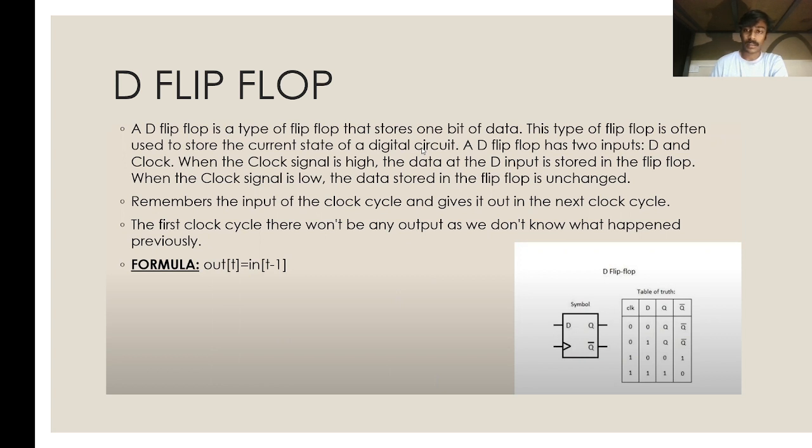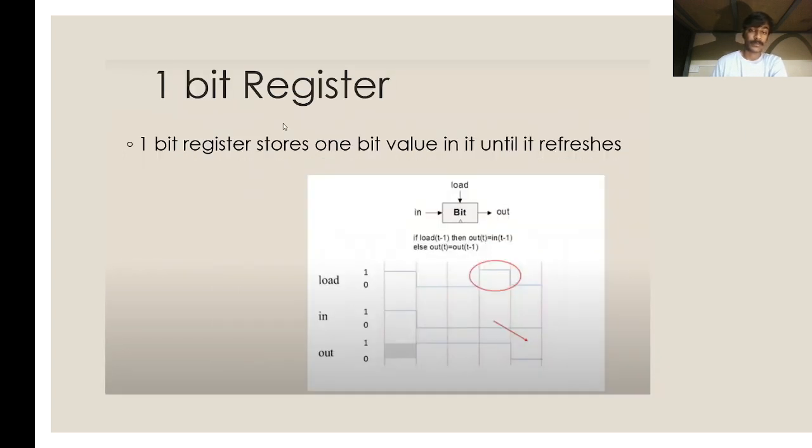When the clock signal is high, the data at the D input is stored in the flip-flop. When the clock signal is low, the data stored in the flip-flop is empty. Remember, it takes the input in one clock cycle and gives it out in the next clock cycle. In the first clock cycle, there won't be any output, as we don't know what has happened. Generally, the formula for the D flip-flop is out of t is equal to in of t minus 1.